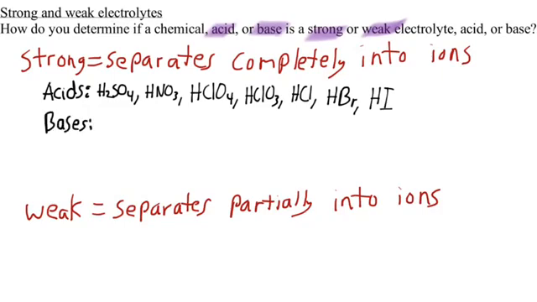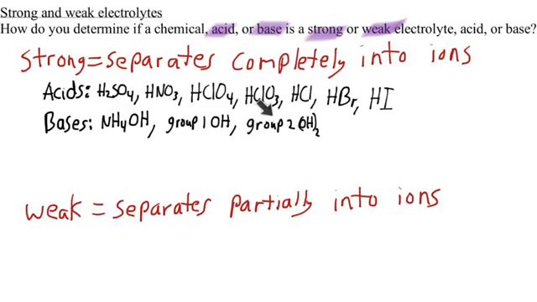The bases, you don't really need a list, you just need to know that it's the hydroxides that are soluble, so that's ammonium hydroxide, the group 1 hydroxides, that would be lithium hydroxide, sodium hydroxide, potassium hydroxide are the common ones. And the group 2 hydroxides like magnesium hydroxide, calcium hydroxide, that would be Mg(OH)2, Ca(OH)2. Those ones in group 2 are slightly soluble, but the part that dissolves separates all the way into ions, so they're still considered strong bases.